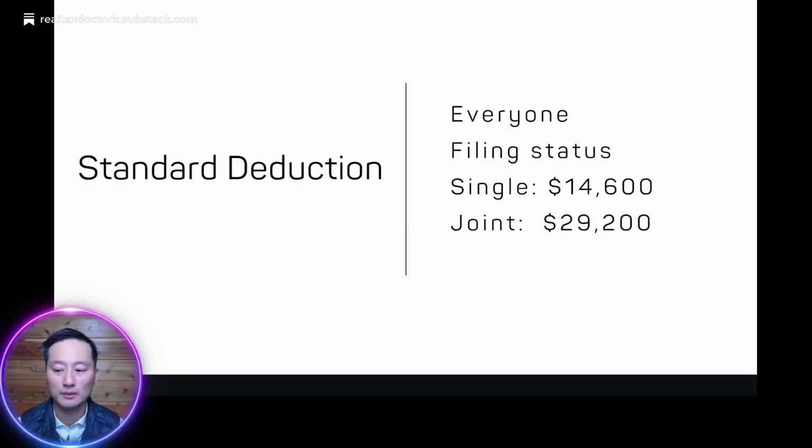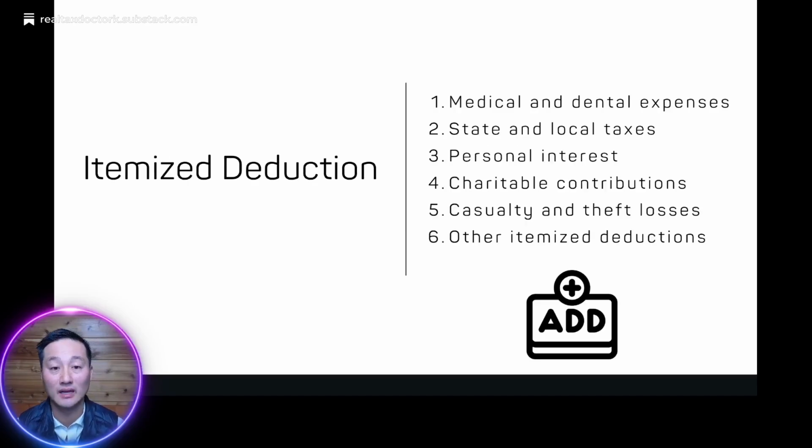So let's talk about itemized deduction, which is way, way, way more complicated. Headache-inducing, almost. Itemized deductions are made up of 6 different categories. When you add up all of these 6 categories together, you get the total itemized deduction amount. Here's where things get really tricky. Each category has its own limitations and a different method to calculate how much of the expense is actually deductible.